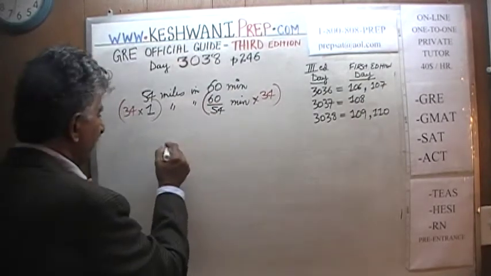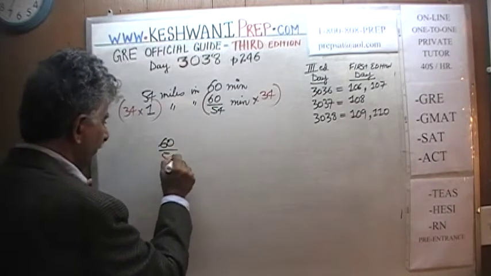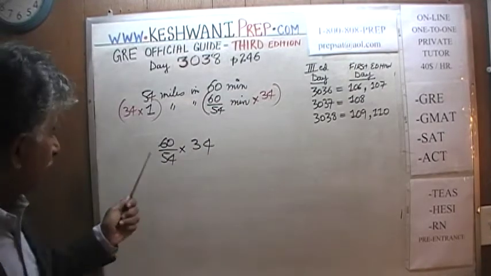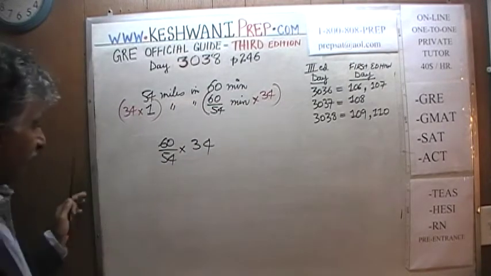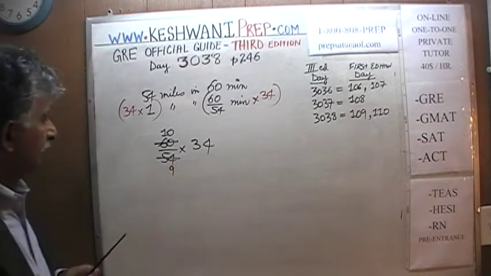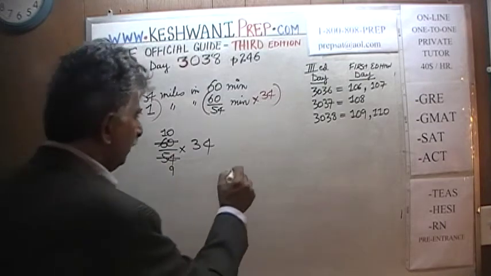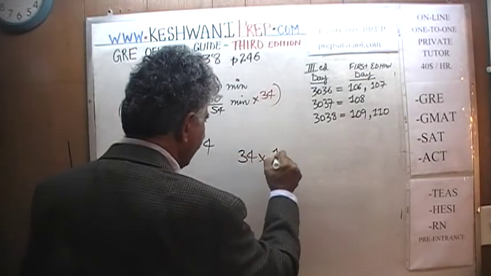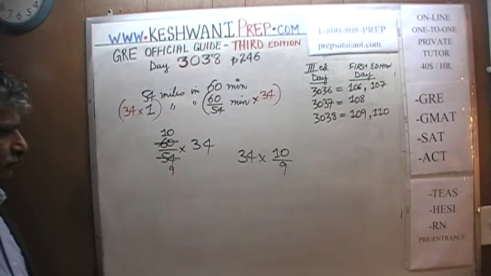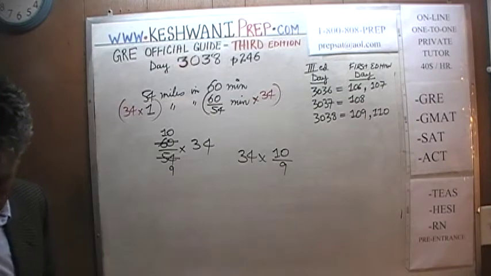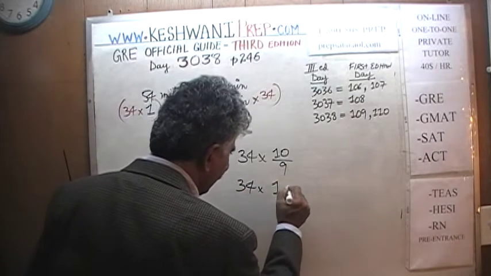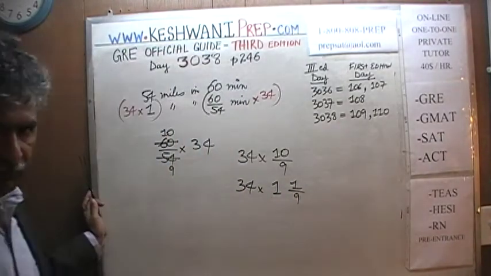Well, this part is very straightforward. 60 over 54 times 34. The first part is very straightforward because they are both multiples of 6. Just divide top and bottom by 6. 60 has 10 sixes and 54 has 9 sixes. Well, there you go. We have to figure out now what is 34 times 10 ninths. What is 34 times 10 ninths? That's what we have to figure out here, which is same as saying, what is 34 times 1 and 1 ninth? Are you still with me?